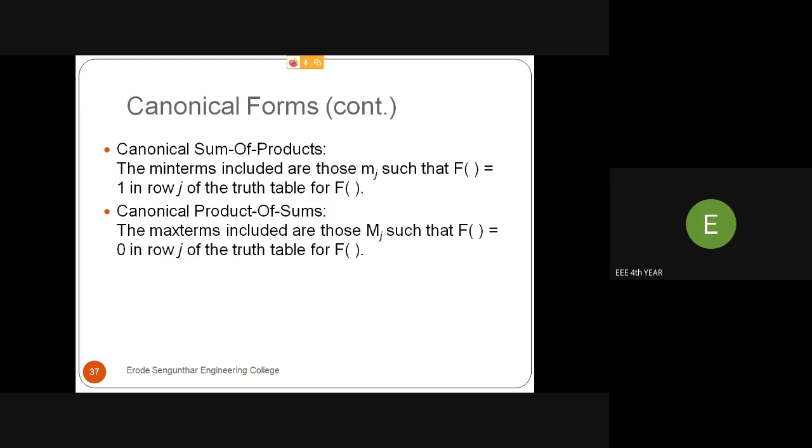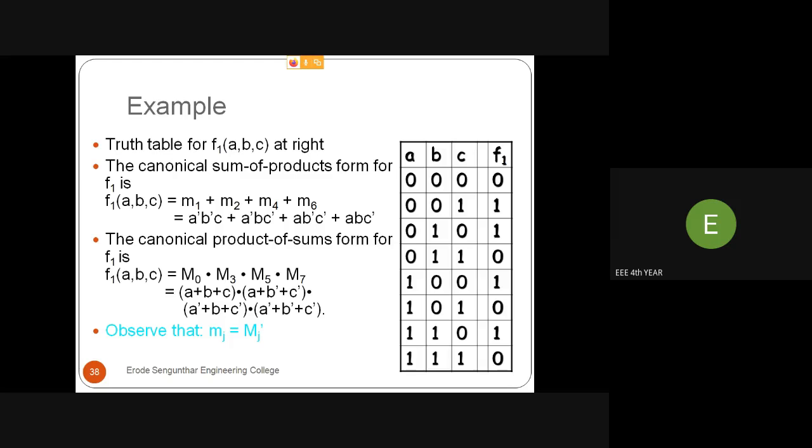Canonical sum of product. The minterms included are those mj such that f is equal to 1 in row j of the truth table. The maxterms included are those Mj such that f is equal to 0 in row j of the truth table. So here you see the truth table A, B, C for different values up to 111, and the function F1 is 0 1 1 0 1 0 1 0.